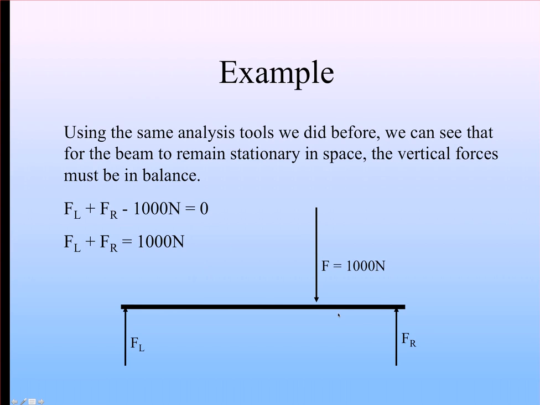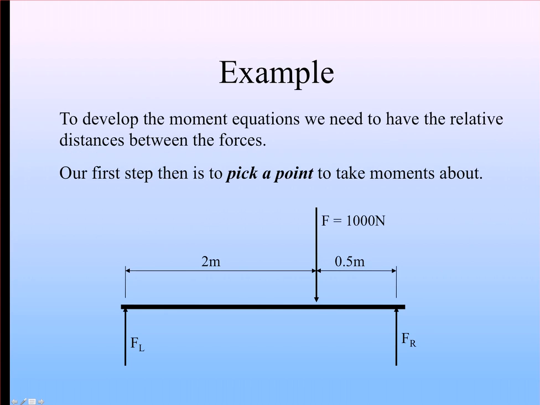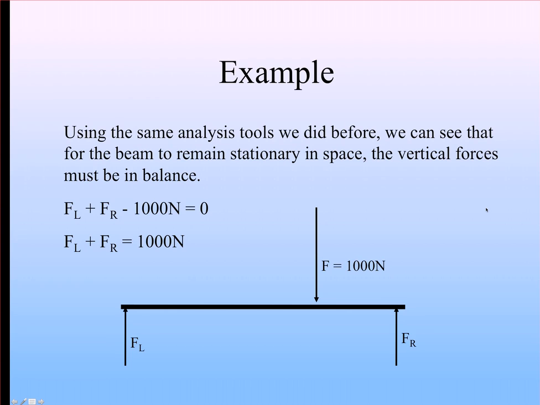With regard to moments, what we're going to do is say that the positive moments, that is, the moments causing a clockwise rotation, must be equal to the moments causing negative rotation. If those two are equal, then this is not rotating, and again, that's the assumption that we're making, that this is not going to be rotating in space.